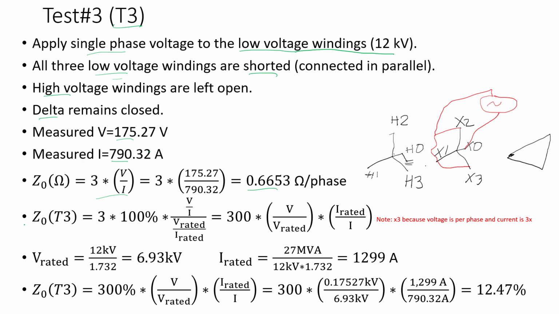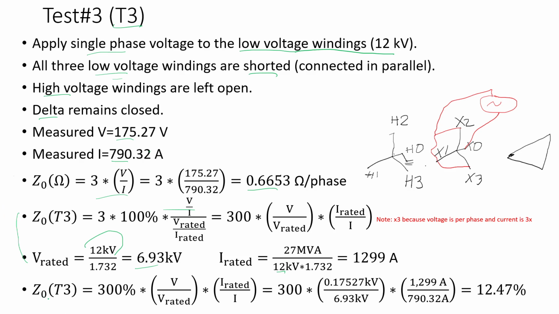So again, this is just the same equations, except this time the rated voltage, since I'm applying voltage to the 12 kV side, so I need to convert the line-to-line voltage of the 12 kV side to phase to neutral. So it's 6.93 kV. The rated current is still 27 MVA, except the voltage is 12 kV, so 1299 amps.